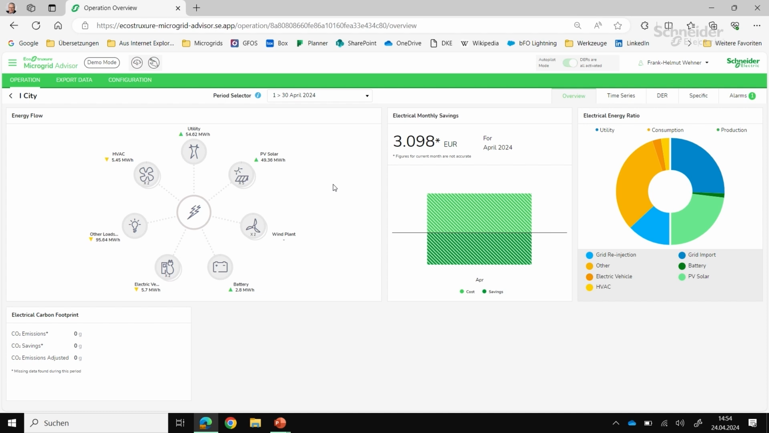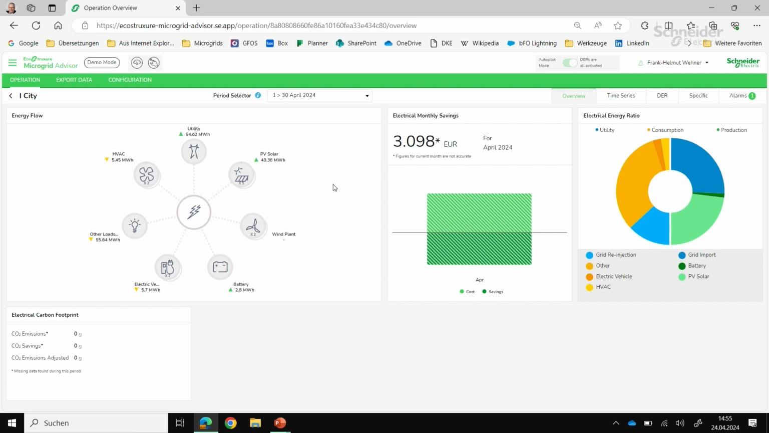So we see we had roughly 50 megawatt hours from solar. We had roughly 5.5 megawatt hours consumption from HVAC. And on the right side, it's also sometimes really interesting to see which portion the individual DERs have either provided from the production point of view, or where there has been energy consumption from the load side, respectively, what is the amount of power that we have re-injected.